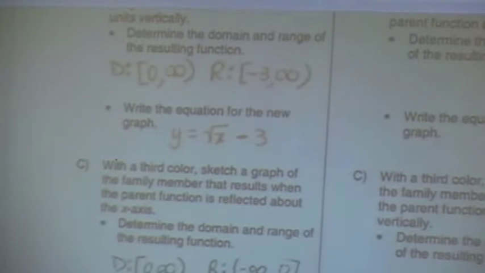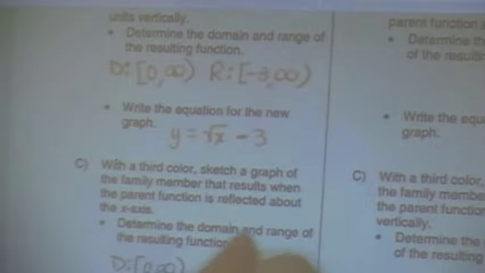Okay, so now we have to write the equation for the new graph. Anybody think they know how it goes? Where? In front of the x, in front of the square root, out in front of the whole thing. So it's going to be negative square root of x.